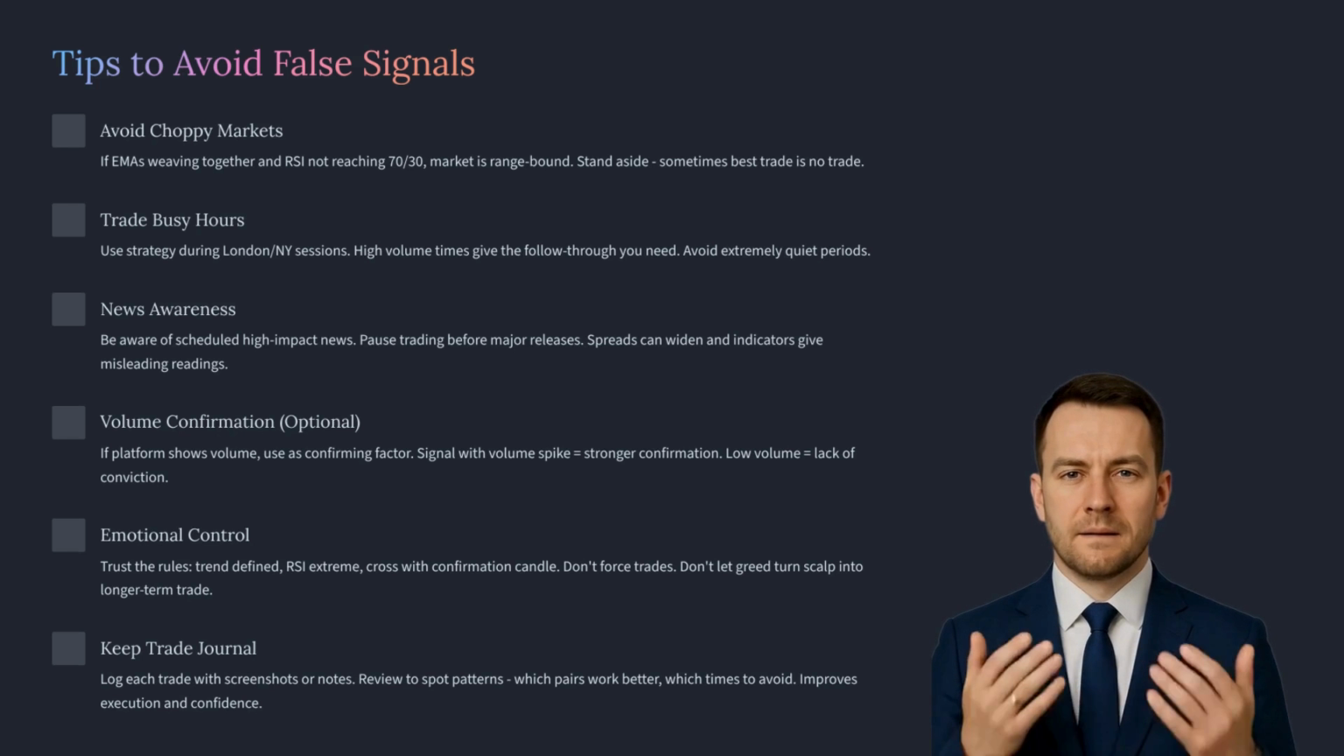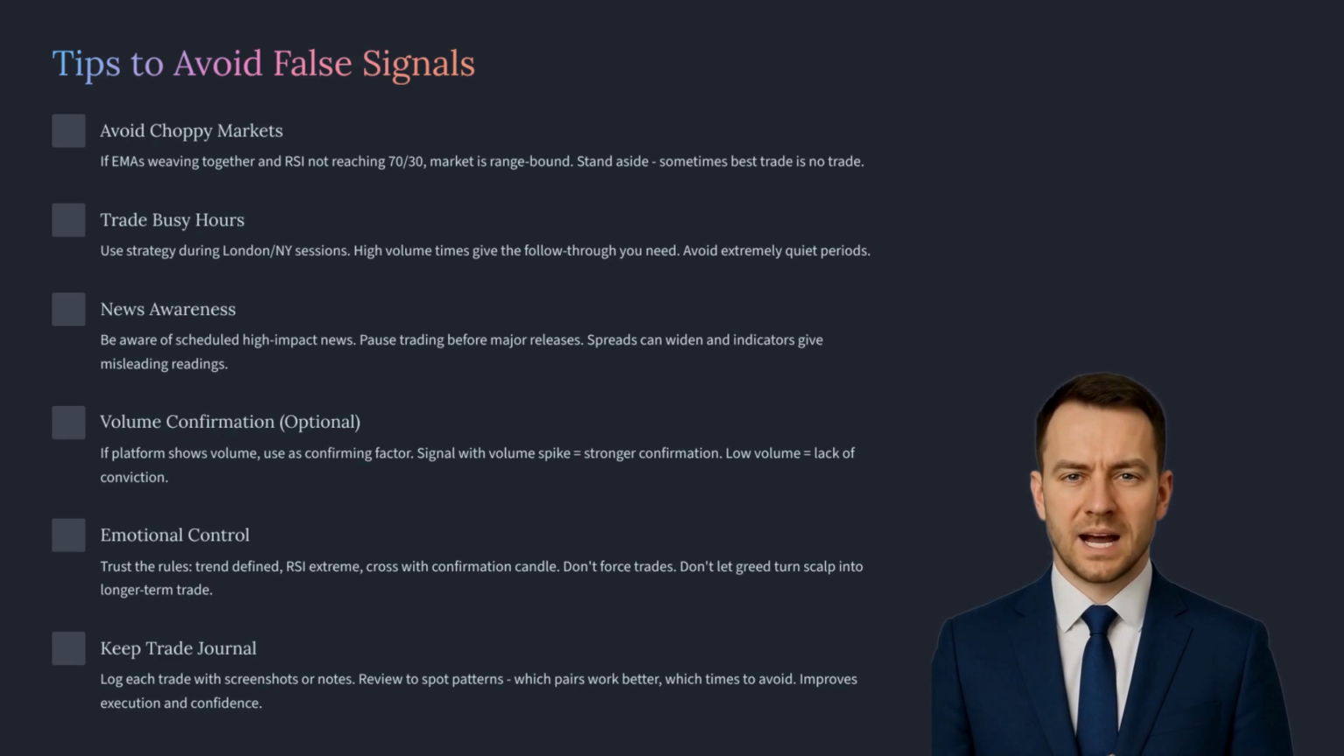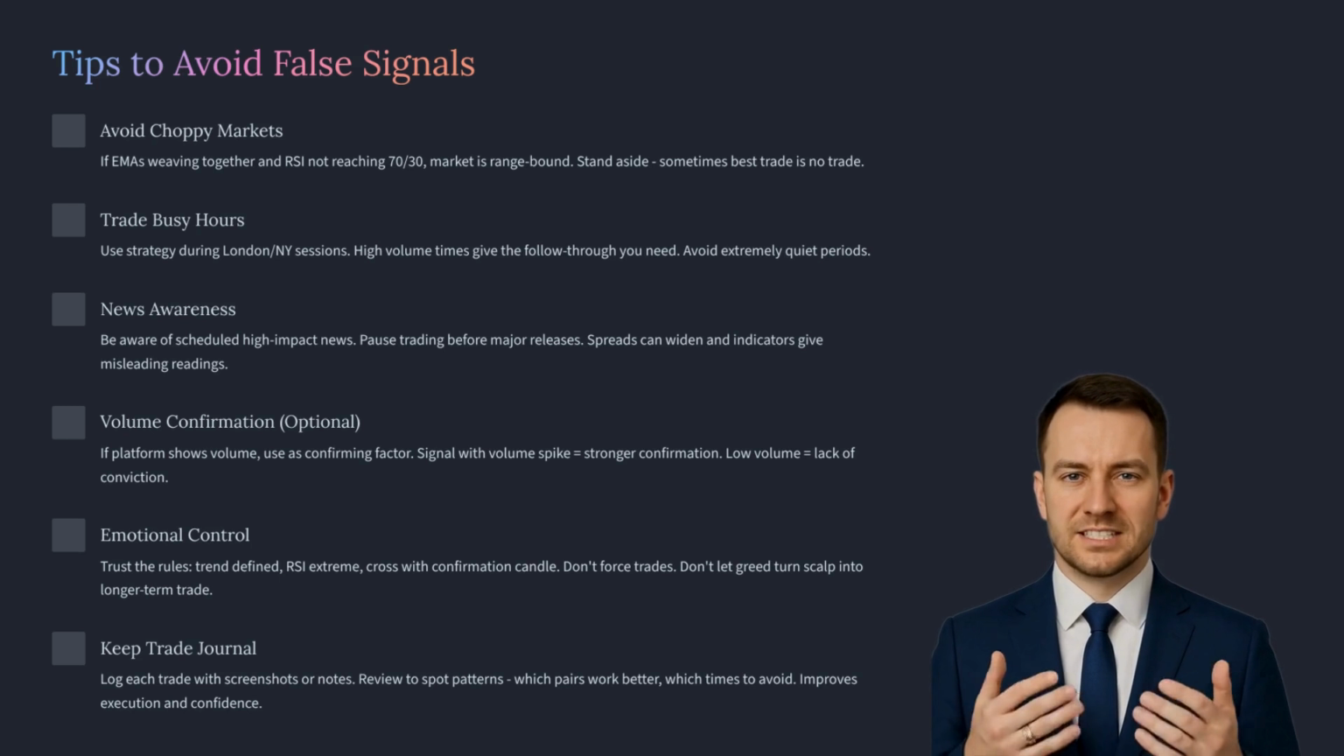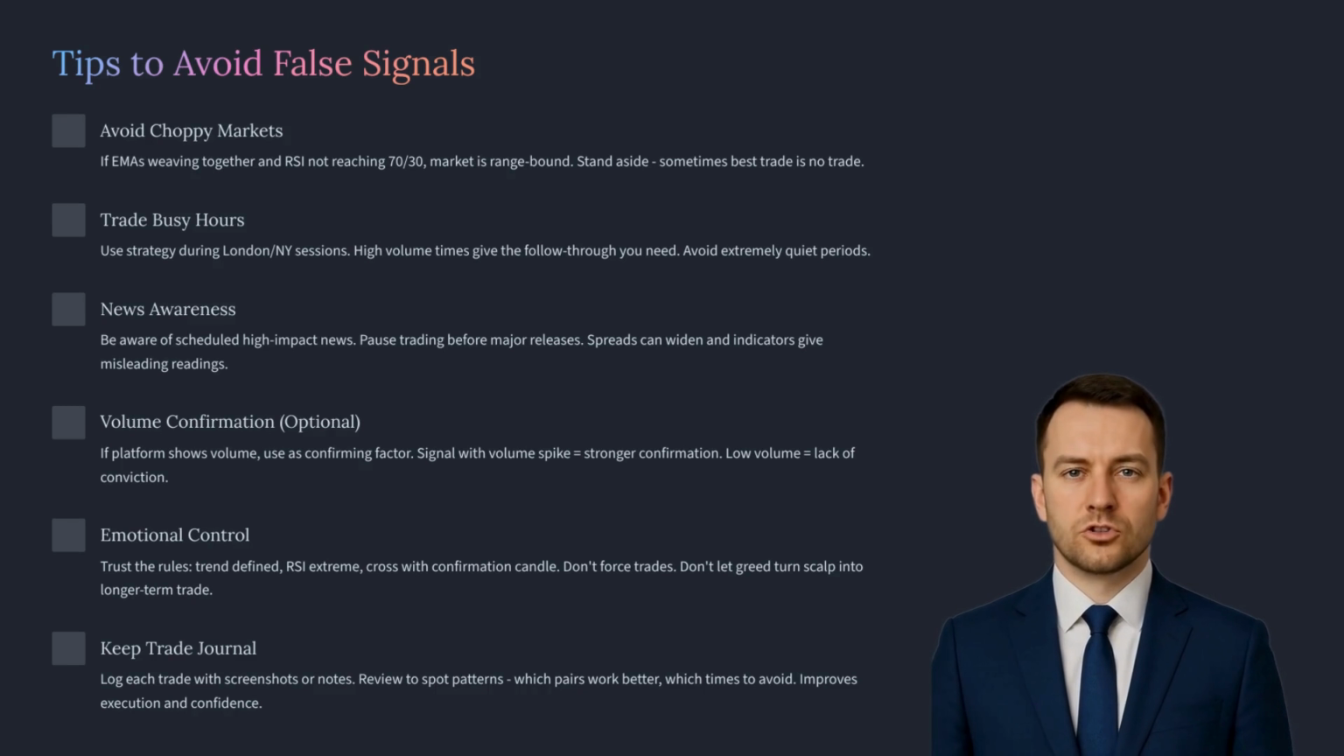News awareness. Be aware of scheduled high-impact news, like central bank decisions, non-farm payrolls, etc. If a major news release is imminent, it might be wise to pause trading because indicators can give misleading readings before a big spike. Right after news, spreads can widen, and you might get stopped out unfairly. Many scalpers choose to close positions ahead of major news, and then possibly trade after volatility stabilizes.